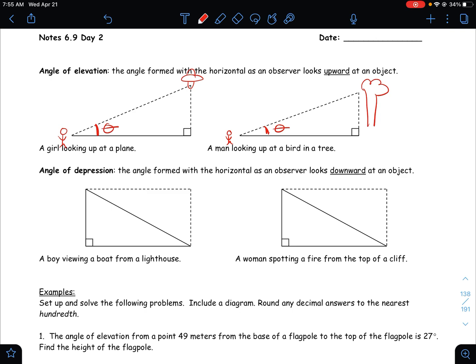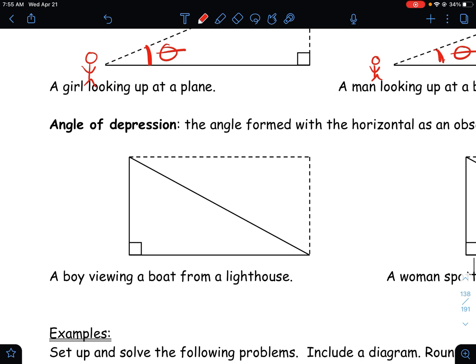So a boy viewing a boat from a lighthouse. So we have, let's see, an attempt to draw a lighthouse. That looks terrible, but that's where our boy is. And he's looking down at a boat. Okay, so this is the angle of depression.